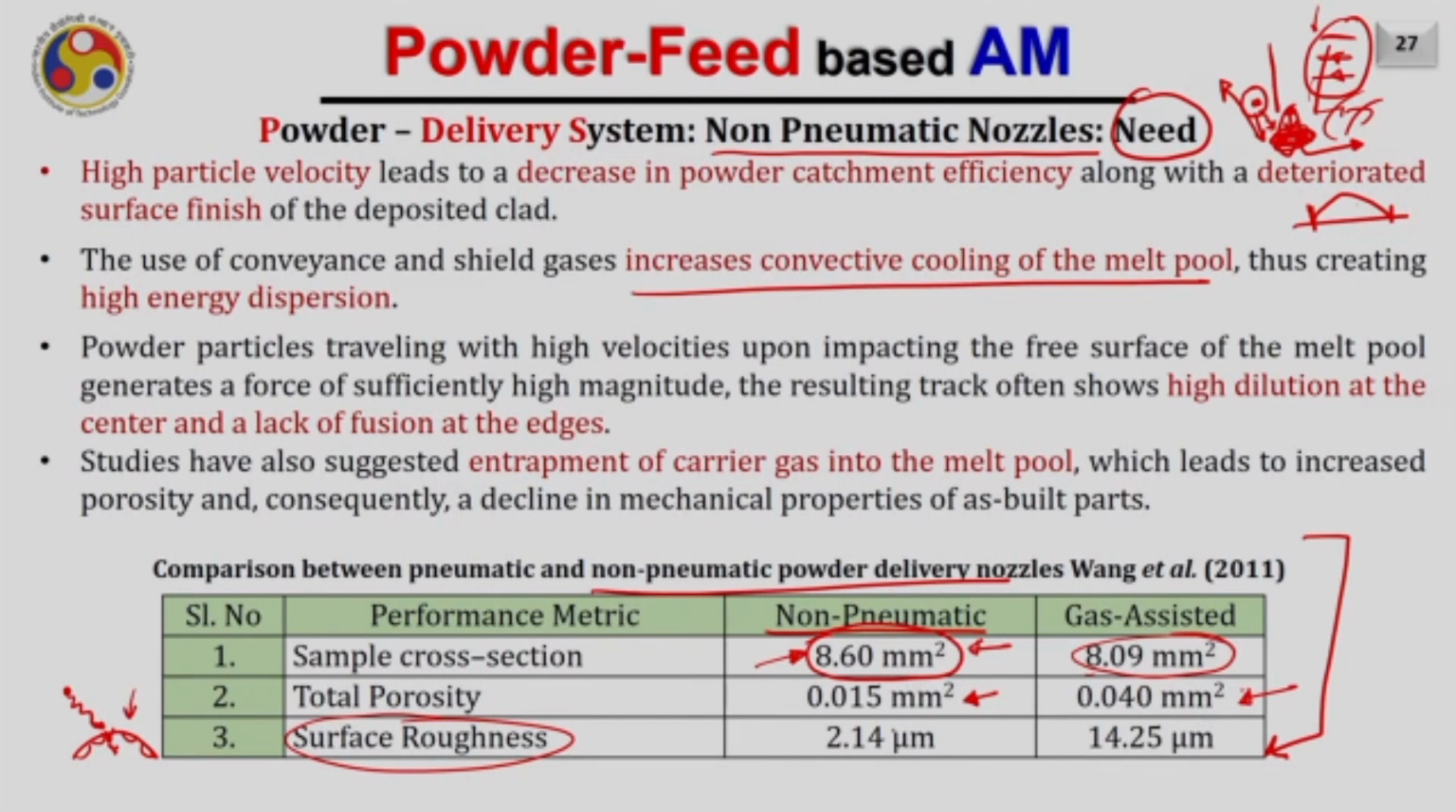In the case of the non-pneumatic system, the surface roughness of the deposited track was around 2.14 micron, while in the case of the gas assisted system, it was 14.25 microns. So a significant improvement was found on the surface finish side if we use a non-pneumatic system.